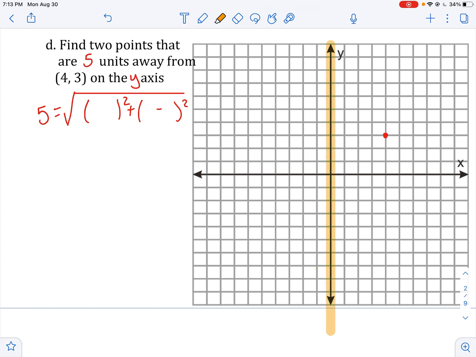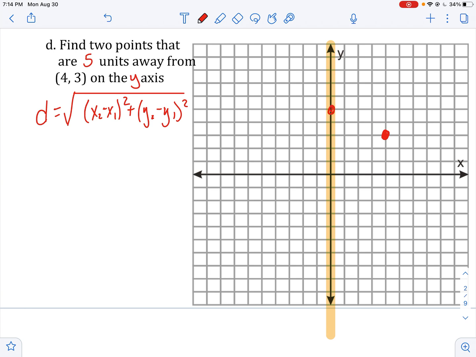On this one, I'm going to look at the y-axis, and I want to find points that are a specific distance away, in this case 5 units away from my point 4, 3 on the y-axis. So on the y-axis there, I need it to be 5 units away. So let's use our distance formula: x2 minus x1, y2 minus y1, and we'll talk about some potential solutions and what they all have in common.